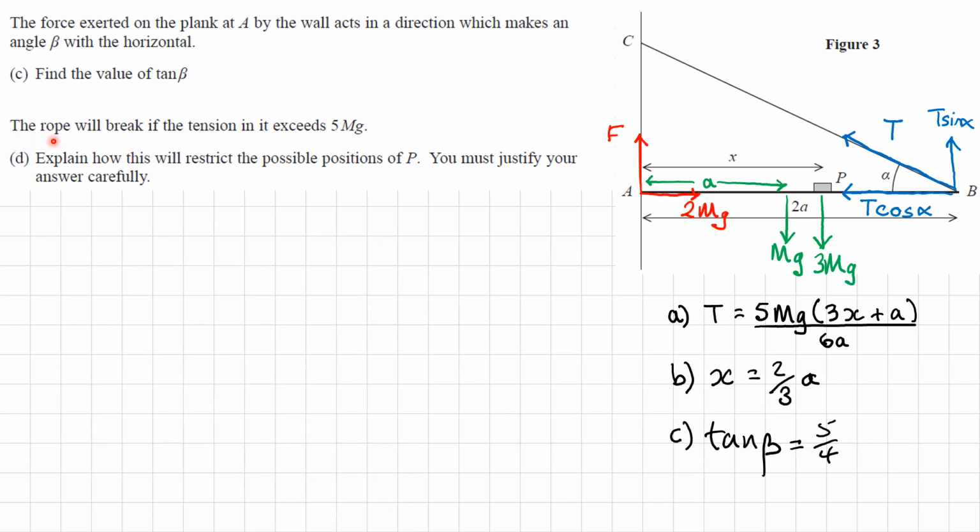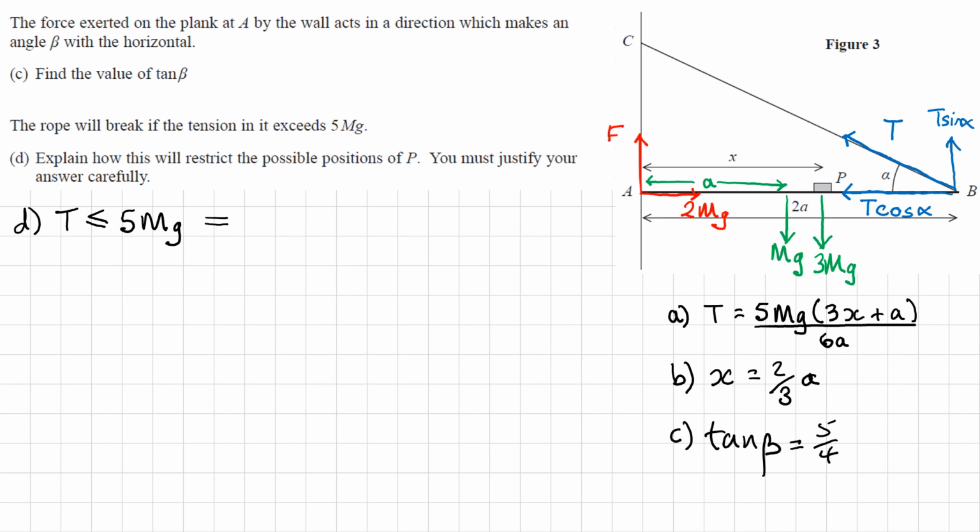Okay, last part. The rope will break if the tension in it exceeds 5 mg. Part D, explain how this will restrict the possible positions of P. You must justify your answer carefully. Okay, so we want basically the tension to be less than 5 mg. Actually we could say that the tension needs to be less than, it could be equal to 5 mg. But if it exceeds that, then it's going to break. So we want tension to be less than that.